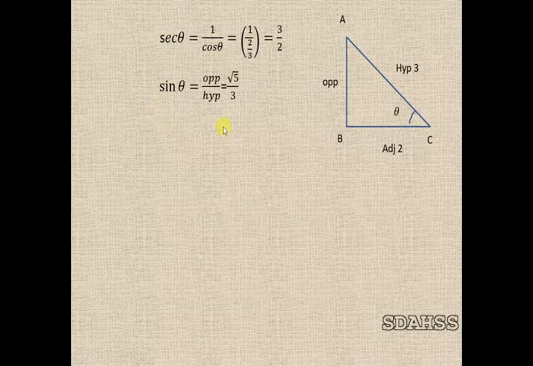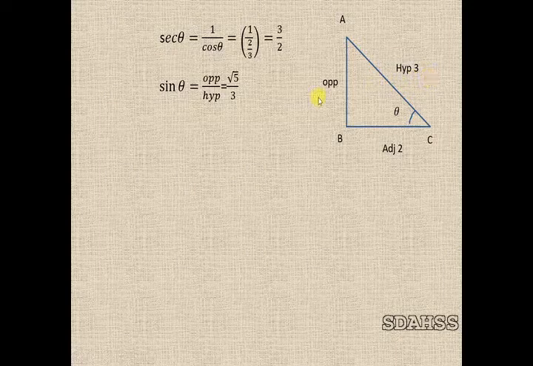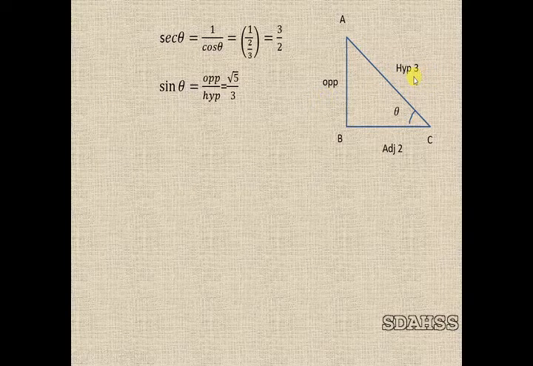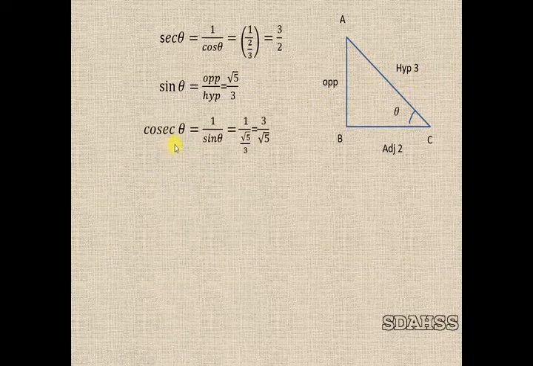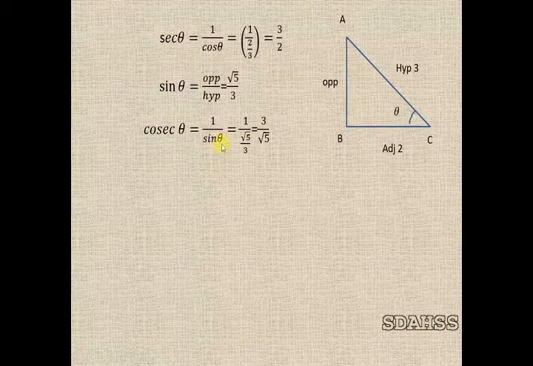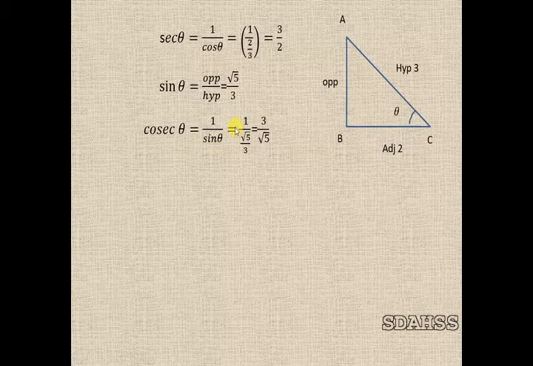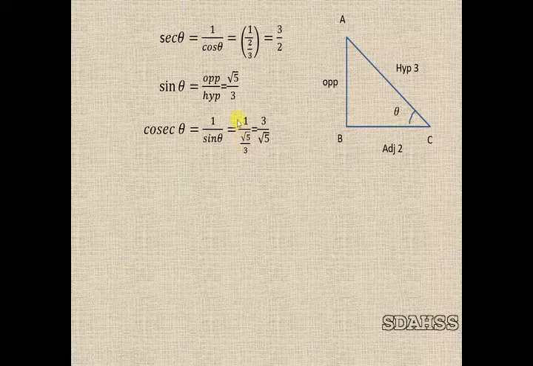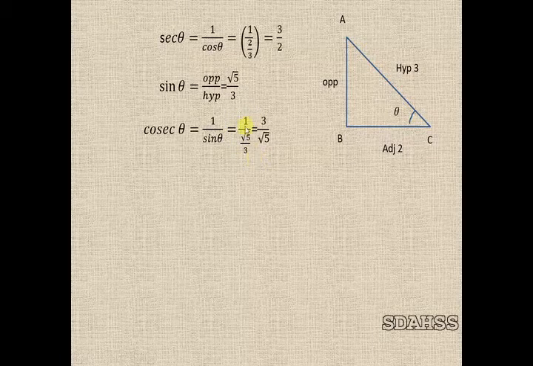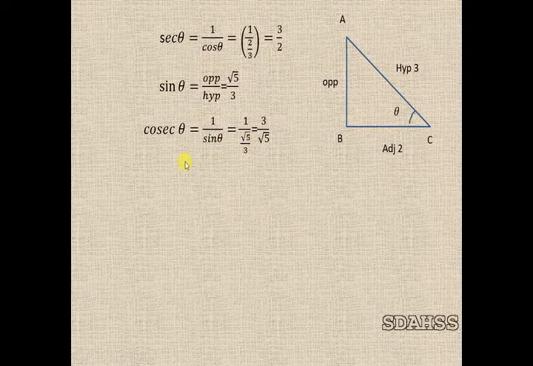Then sin theta. Sin theta means opposite by hypotenuse. The opposite side is root 5. The hypotenuse is 3. So root 5 by 3. Cosecant theta means 1 by sin theta, which is equal to 1 by root 5 by 3. Take reciprocal. So you have 3 by root 5.